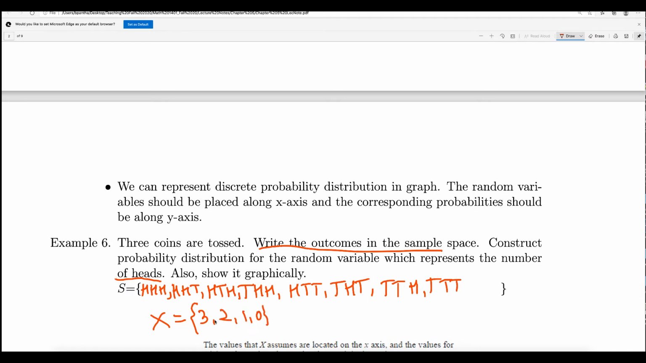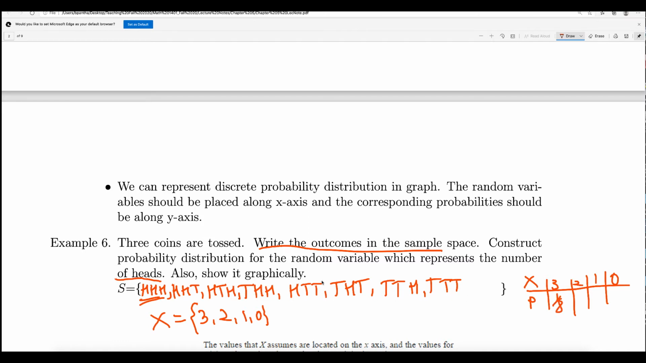So what I want to do is write the probability of 3 heads. I want to make a probability distribution with X and then the corresponding probability. So X can be 3 or 2 or 1 or 0. These are the values of X. What is the probability of 3 heads? How many outcomes have 3 heads? This is only one, right? So you write 1 out of 8 because the total number of outcomes is 8.